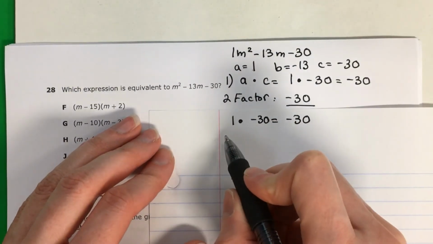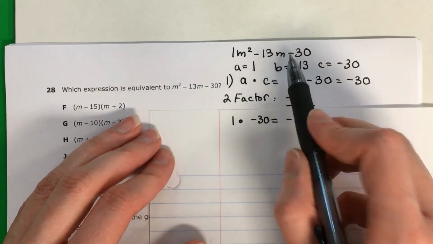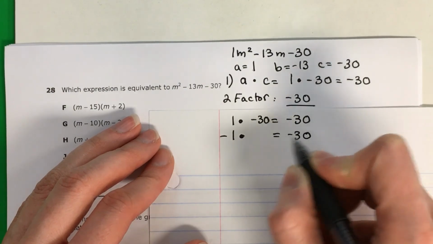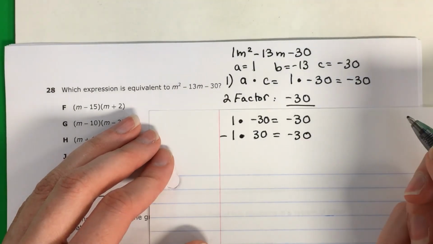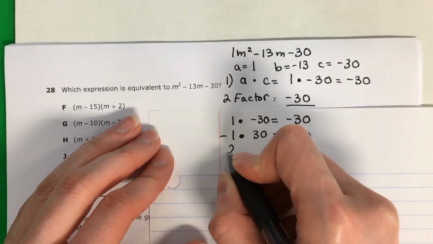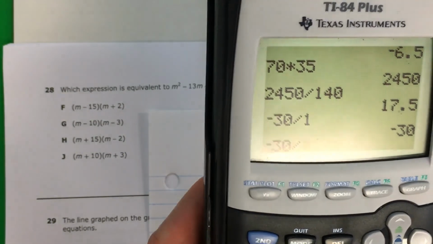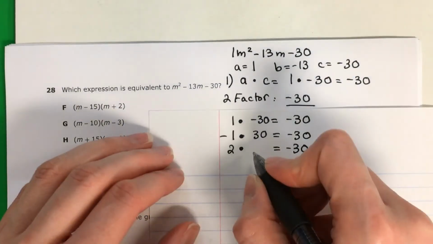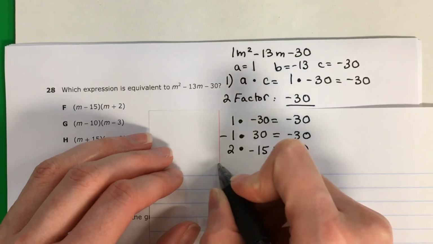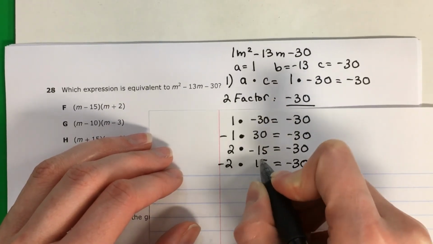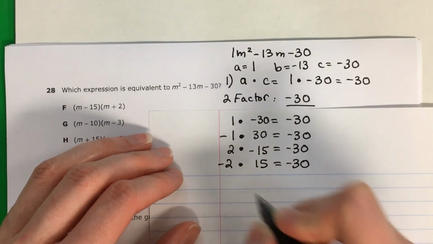Do I need to do negative 1? Yes, because I have negatives. So negative 1 times what equals negative 30? Well, it's positive 30. Next is 2. 2 times what equals negative 30? Put in the calculator negative 30 divided by 2. That's negative 15. Next is negative 2 times what equals negative 30? It's 15. Okay, now it's 3.